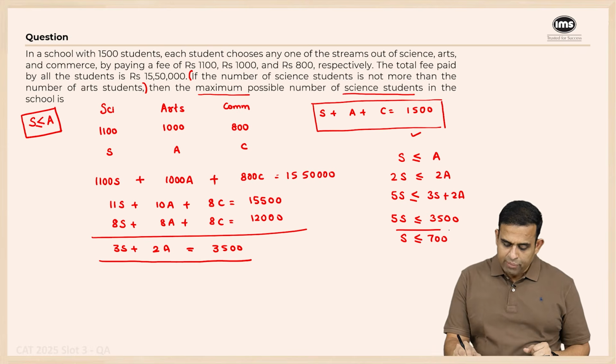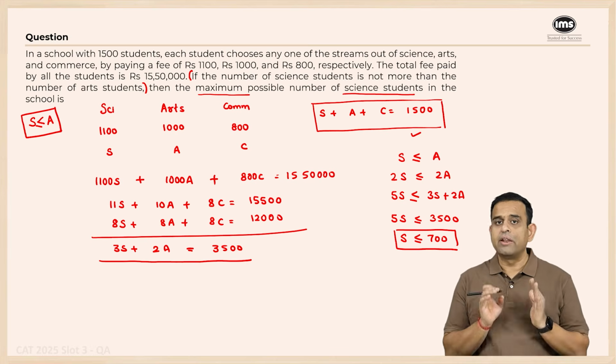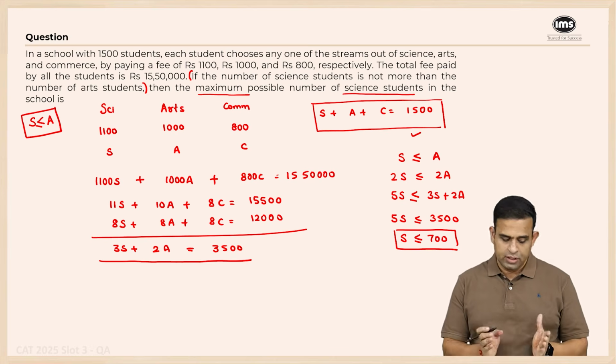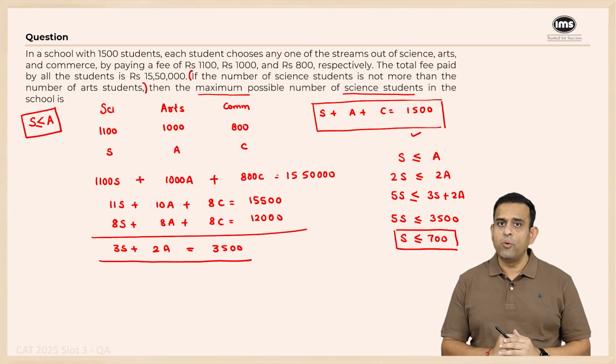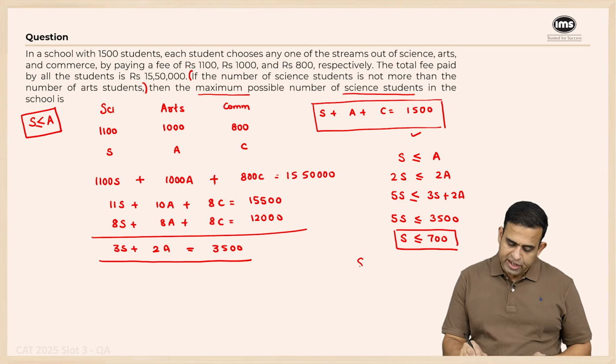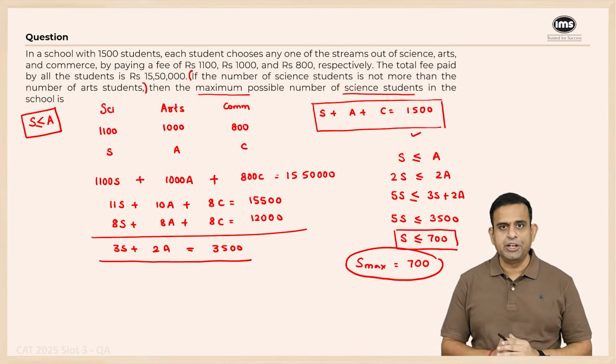So we are able to find our answer: the maximum number of science students in the school would be 700. So S maximum comes out to be 700, and that is the answer for this question.